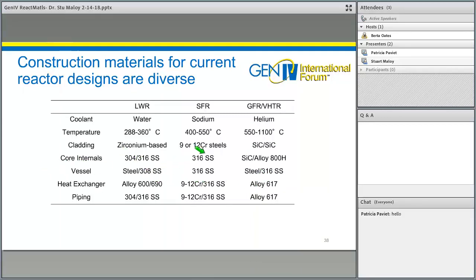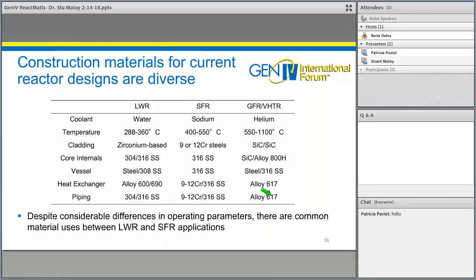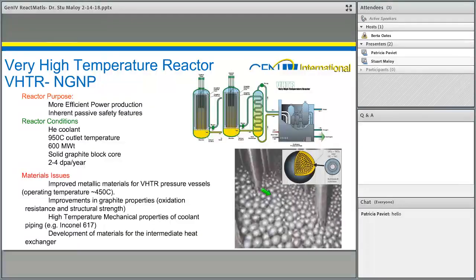And the core internals actually have some similarities. 316 stainless steel is used in sodium fast reactors, and it's also used in some parts of gas fast reactors. And in the high temperature areas, alloy 800H needs to be used for better high temperature strength. And then in the heat exchanger, in a light water reactor they have nickel-based superalloys, but 9 to 12 chrome stainless steels are proposed in a sodium fast reactor, and alloy 617 in a high temperature gas fast reactor. So despite the differences in operating parameters, there are some similarities across the different reactor concepts and specific areas where they're looking at more advanced alloys as well.